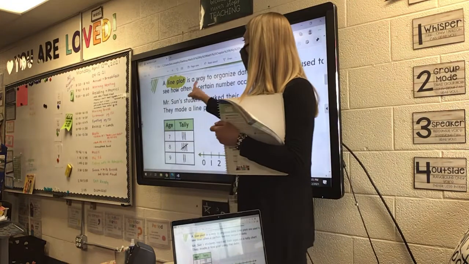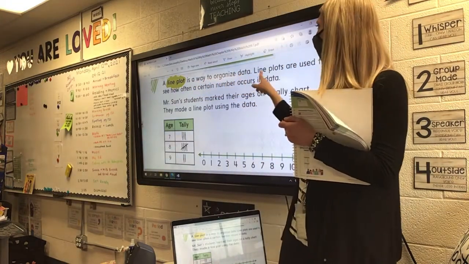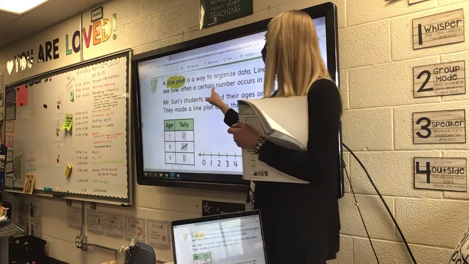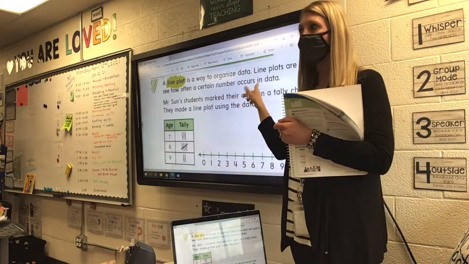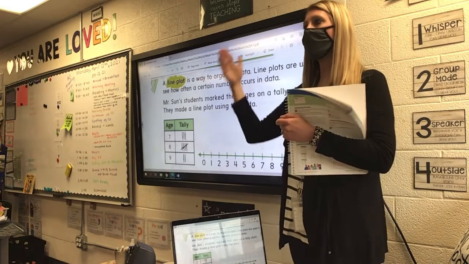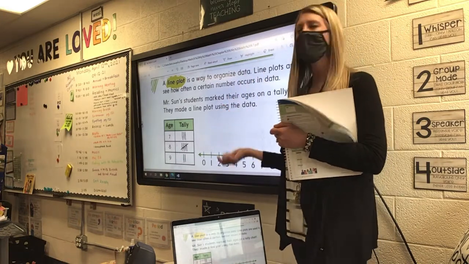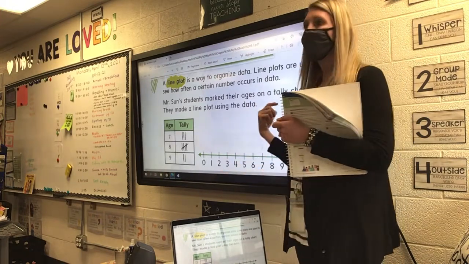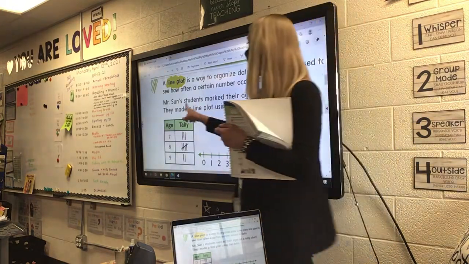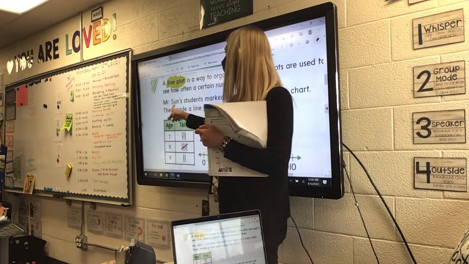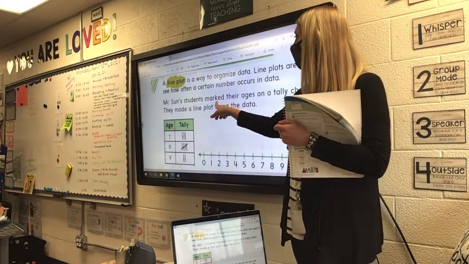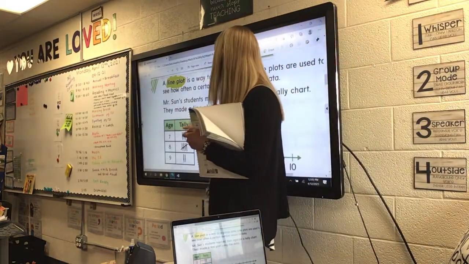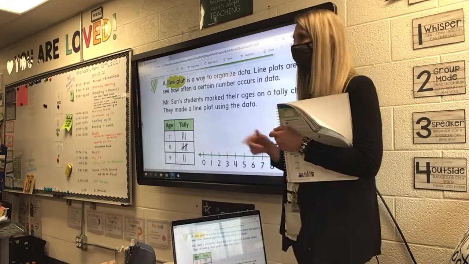A line plot is a way to organize data. Line plots are used to see how often a certain number occurs in data. So if we want to see how often a certain number appears, we're going to use a line plot. We're not going to use a bar graph, a pictograph, or a tally chart. We're going to use a line plot. Here is an example. Mr. Sun's students marked their ages on a tally chart. They made a line plot using the data.